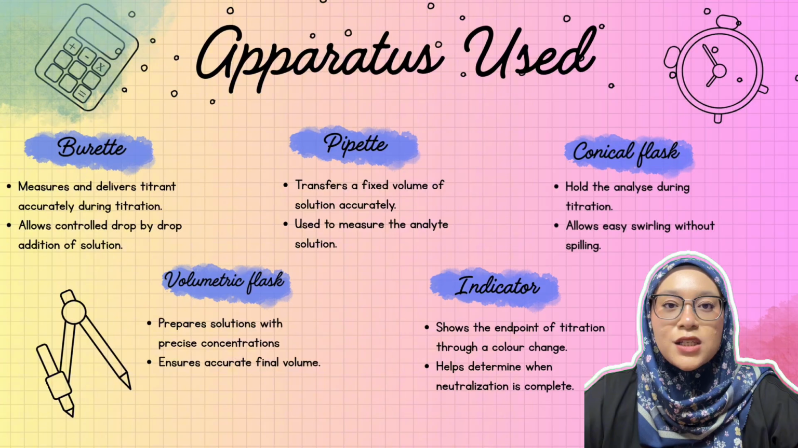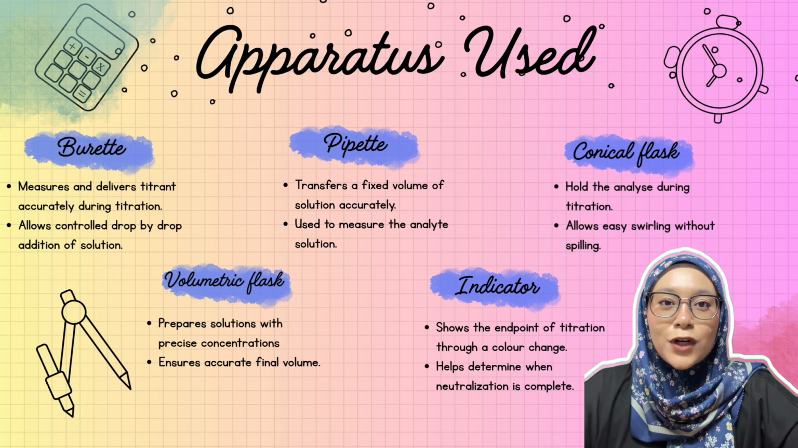The conical flask is used to hold the analyte solution during the titration process. Its shape allows us to swirl the solution easily without the risk of spilling. We also use a volumetric flask. This apparatus is mainly used when preparing standard solutions because it allows us to make solutions with an exact and accurate volume. Lastly, we have the indicator. The indicator changes color near the endpoint of the titration, helping us identify when the acid and base have completely reacted. These apparatus work together to ensure accurate and precise titration results.